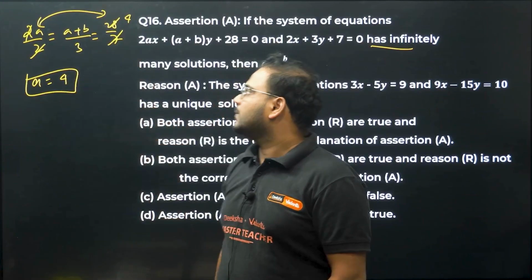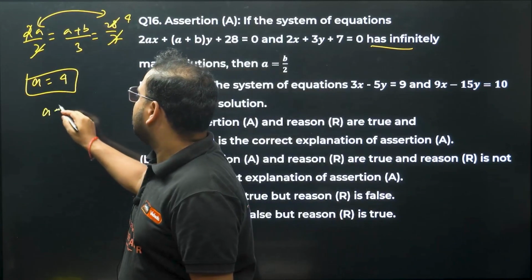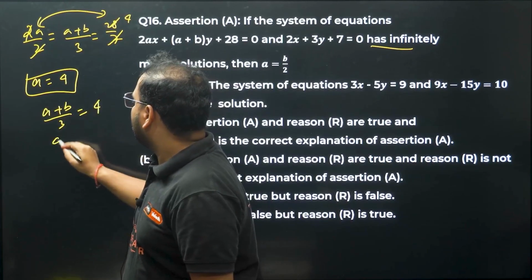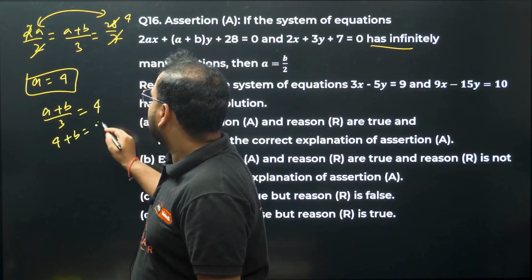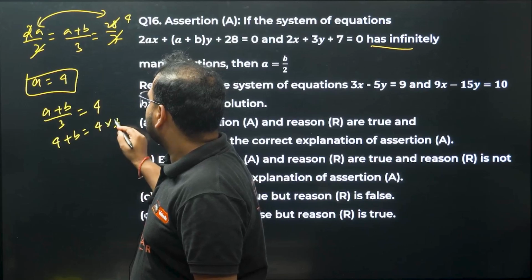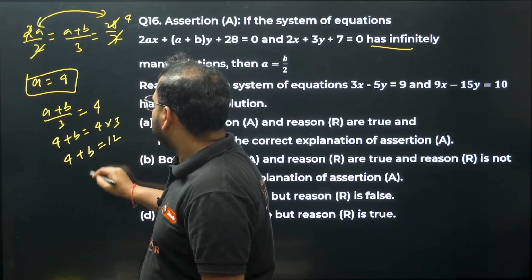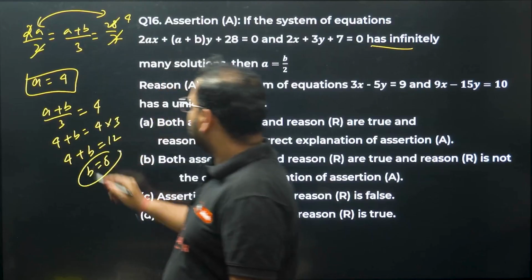A equal to 4. The next one, I have A plus B by 3 equal to 4. A value is 4, so 4 plus B equal to 4 into 3. I get the value of 4 plus B as 12. It means B value is 8.